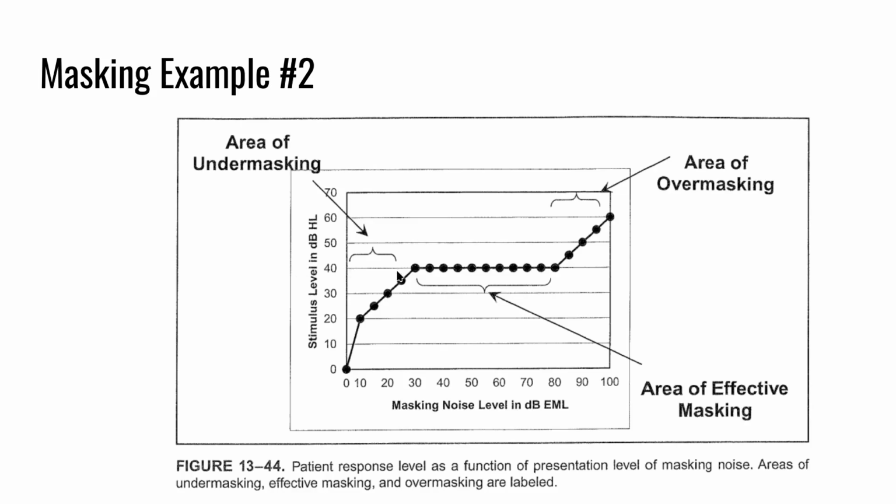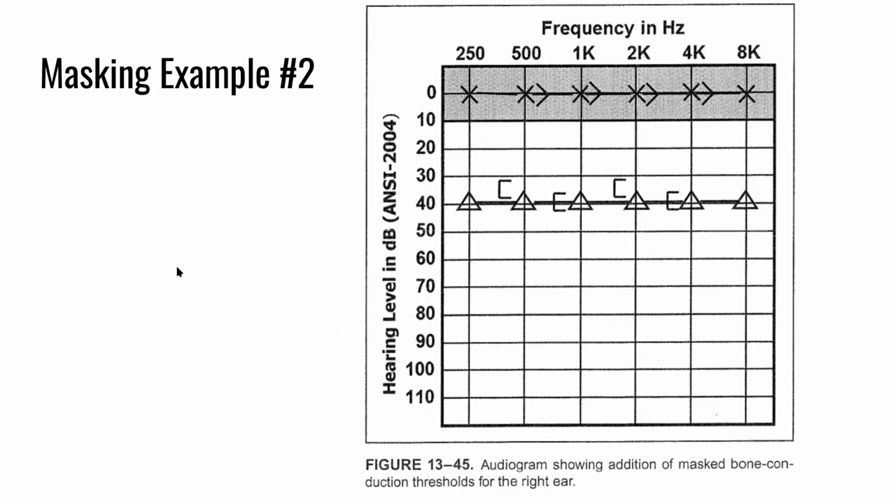You can see an area of undermasking based on the information we know what the true masked threshold is in the right ear. So we also know if the site of lesion is conductive, mixed, or sensory neural. So we can be confident of that. We see undermasking here, effective masking here in the middle where it's plateauing, then we see overmasking. So we can see we have right ear bone conduction thresholds across the board matching up with our right ear masked air conduction thresholds. So we have a sensory neural hearing loss in the right ear.